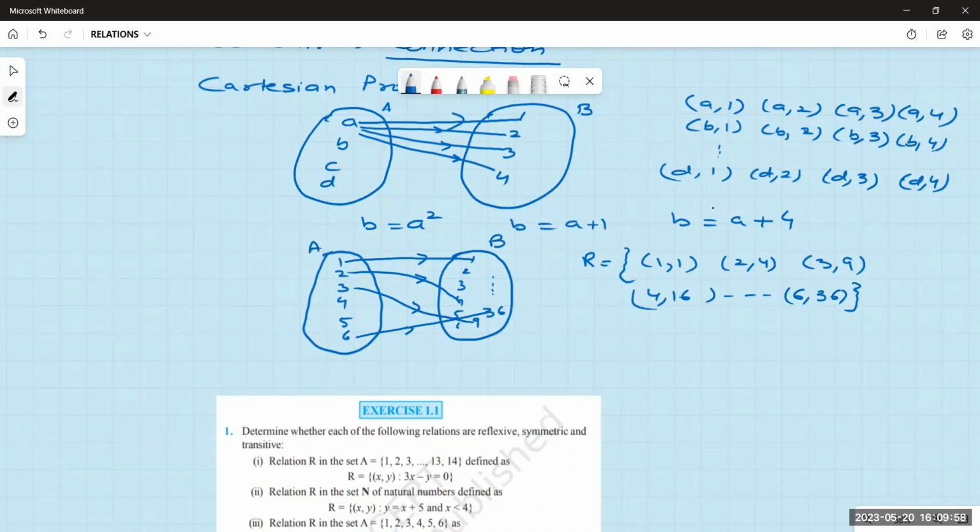Now you will see all the elements of B are not connected with A. So the first element we said domain. The second element is range. And the set B is codomain. This is already we have done in class 11. Right?